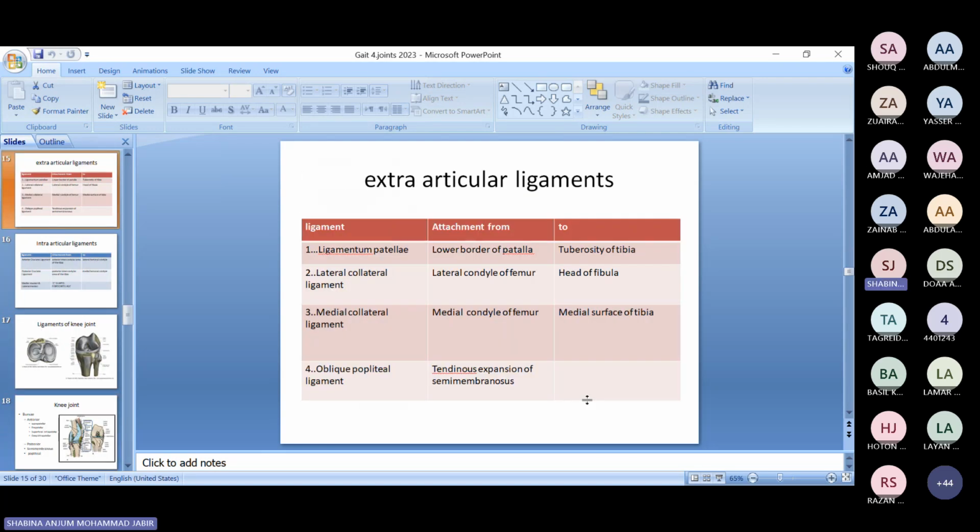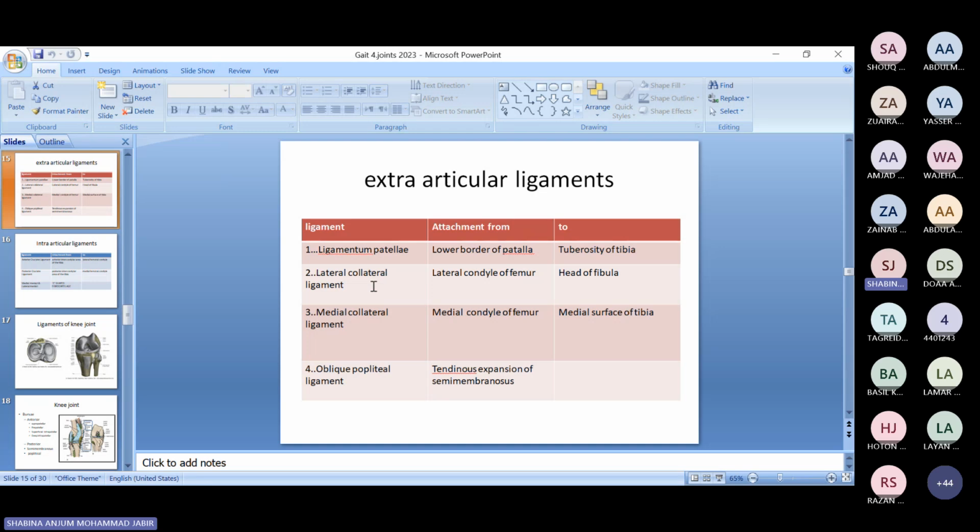For the knee joint, we have four ligaments. It means you can imagine it has a lock from all four sides: anterior, posterior, medial, lateral. So what is there anteriorly? Anteriorly we have the ligamentum patellae, which is attached to the patella as well as the tibial tuberosity.